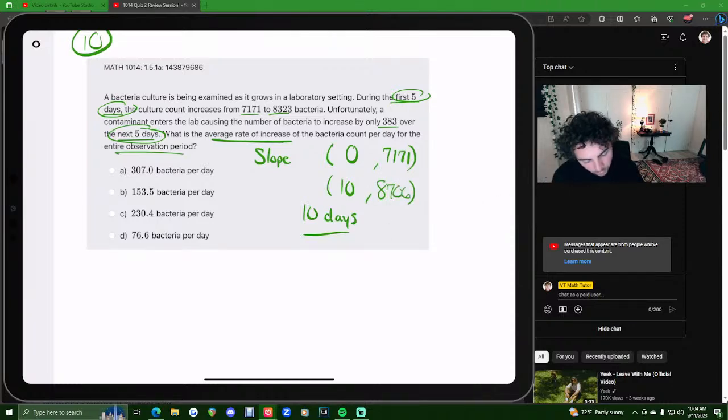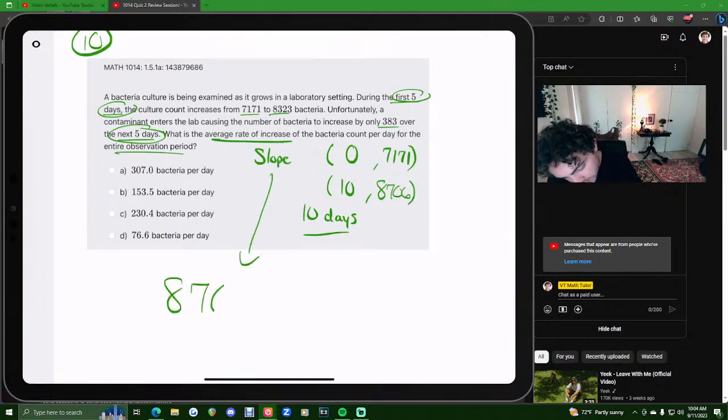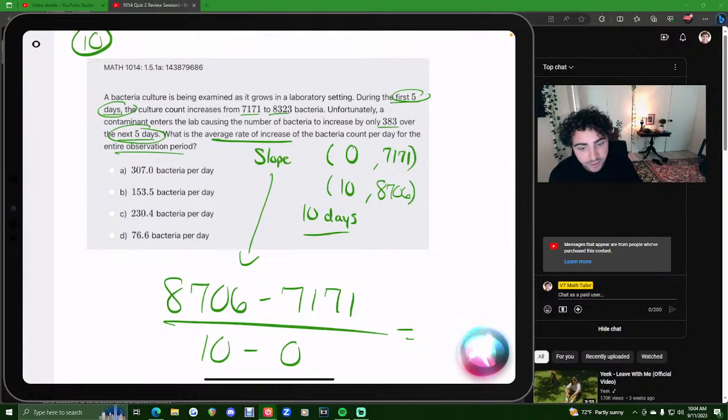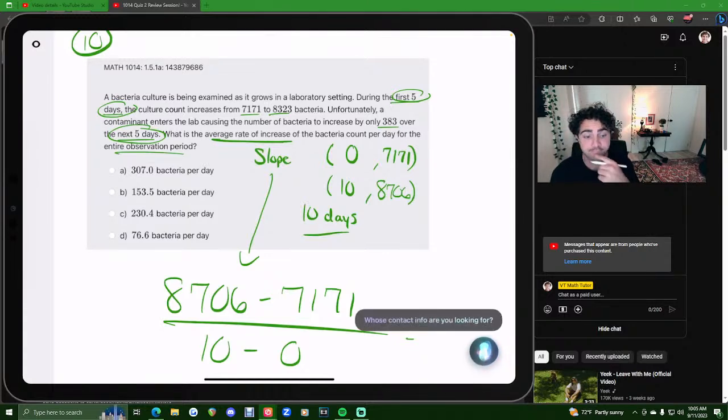So what we have are two ordered pairs now. We have an x1 and a y1, x2 and a y2. So we find the slope. Find the change in y values, y2 minus y1, and we divide it by x2 minus x1. 8,706 minus 7,171.